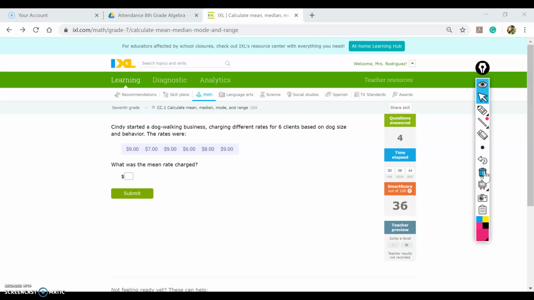I'm going to read this problem and then we're going to check what they're asking you to do. We'll do it and then we'll do one more question. So Cindy started a dog walking business charging different rates for 6 clients based on the dog size and behavior. The rates were, and they give you the prices. What was the mean rate charged? So the question is, what was the mean? For the mean, it's exactly the same thing we did before.